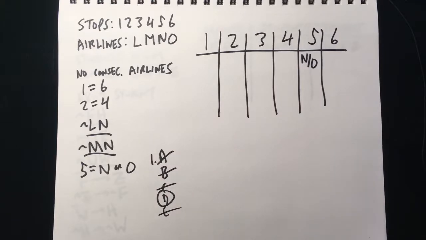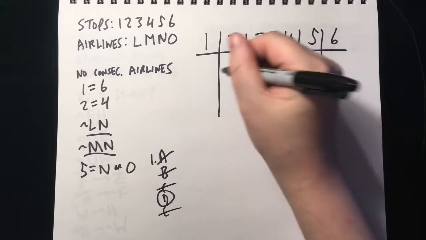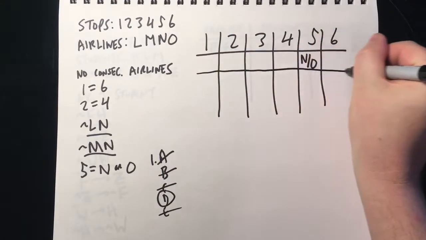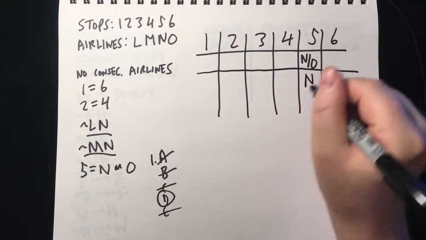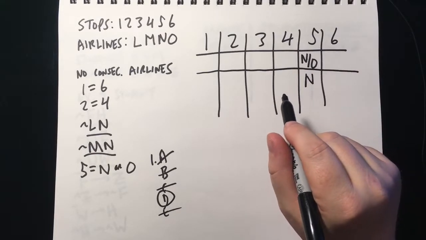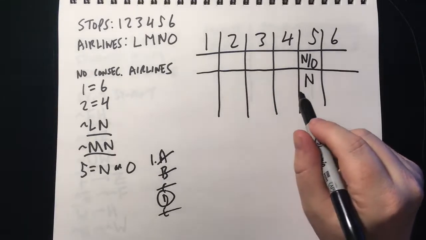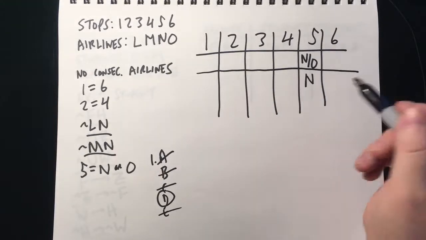On we go to question number 2. If the traveler chooses N at stop number 5, so I'm just going to drop my line down, make a new sketch. So N at stop number 5, and it says which of the following could be an accurate list of the airlines she chooses at 1, 2, and 3, respectively.